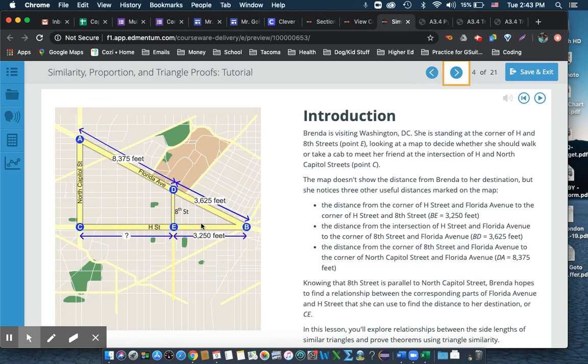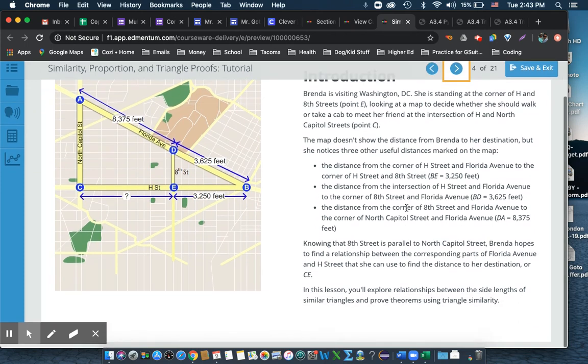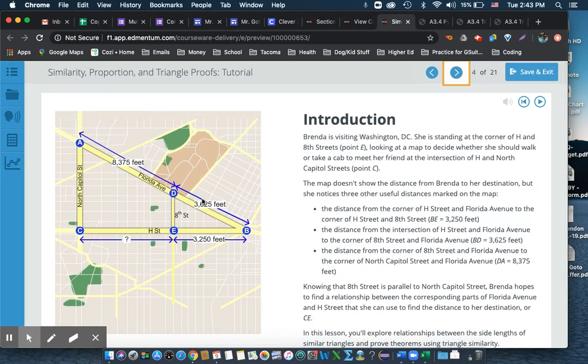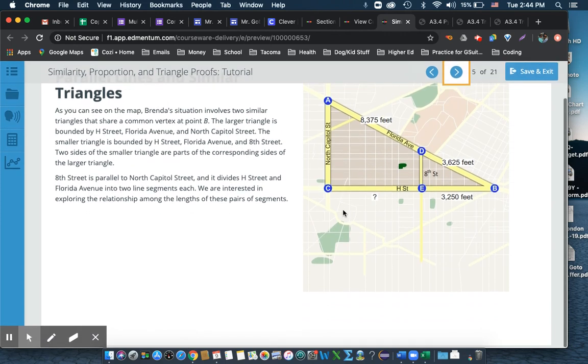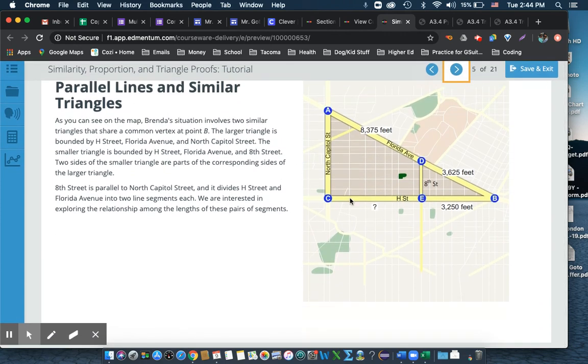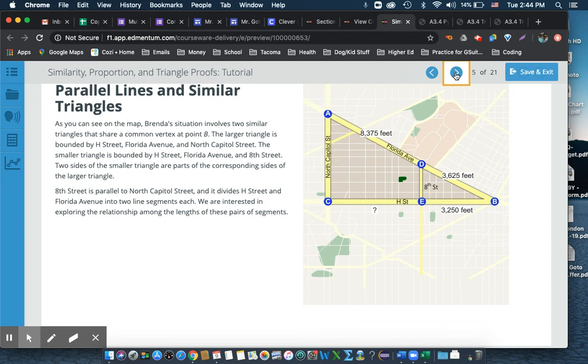A top over bottom would be 8,375 over x equals 3,625 over 3,250. A left over right would be 8,375 over 3,625, and x over 3,250. The writing right here will explain why you do that, but I'm giving you the short version. As you'll see on this next slide, they eventually tell us that they're parallel and how to set it up, but it's not until slide 7 that they actually give you the equation.